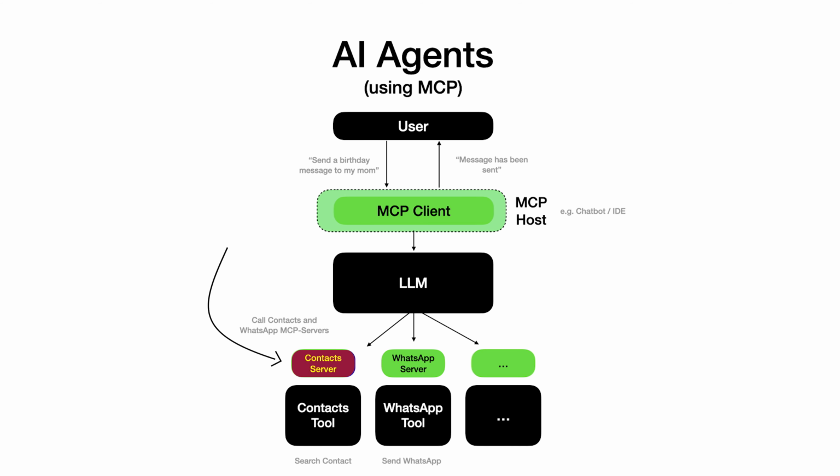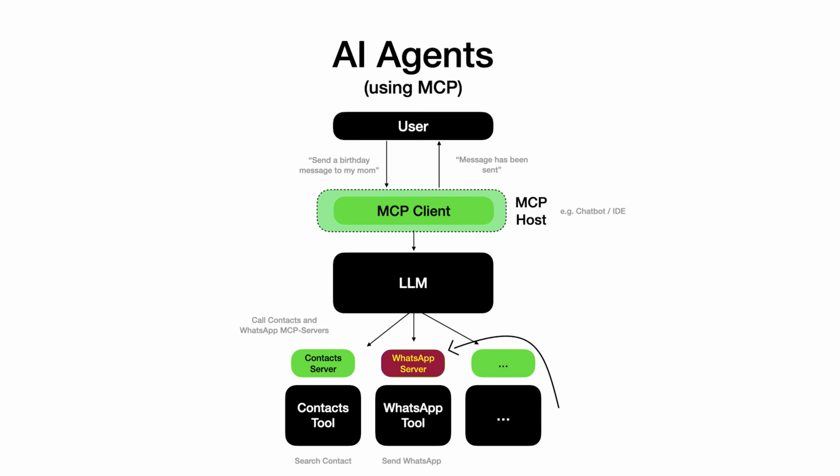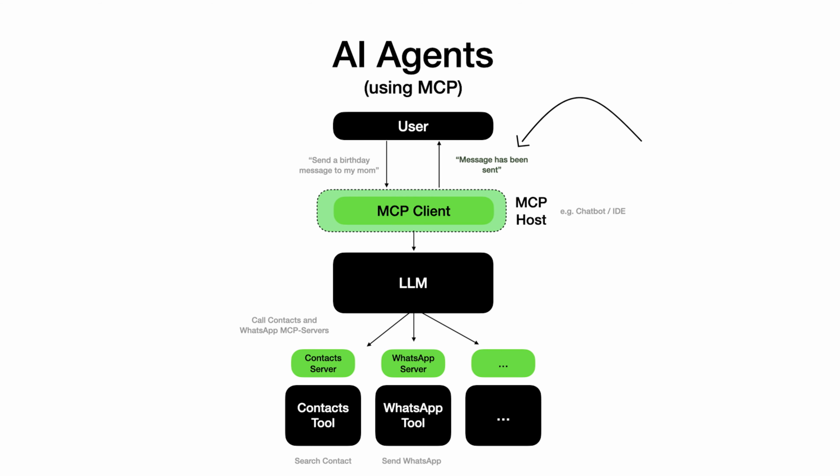It calls the contact server via the contacts tool and searches for your mom's phone number. It also then calls the WhatsApp server via the WhatsApp tool to draft and send the birthday message. So the MCP protocol is helping the LLM handle the entire workflow seamlessly from contact lookup to message delivery. And the response could be a simple message has been sent, confirmation sent back to the user.